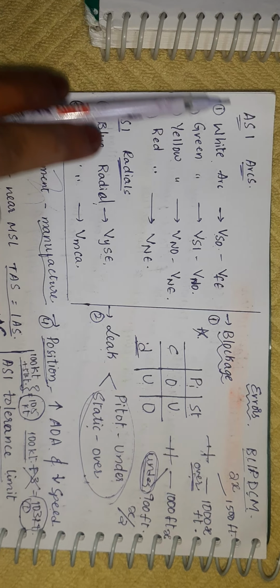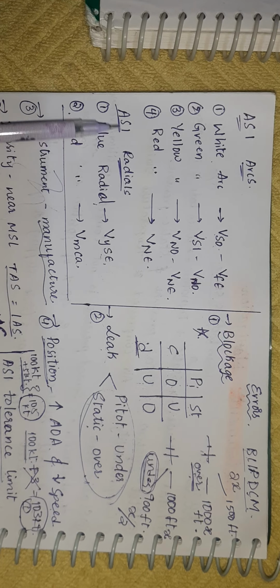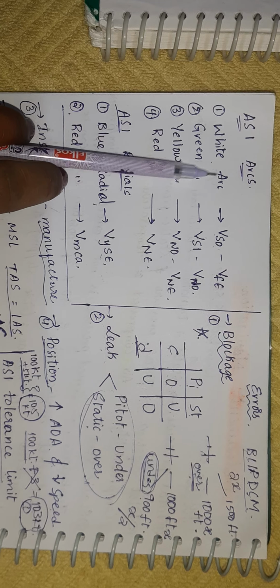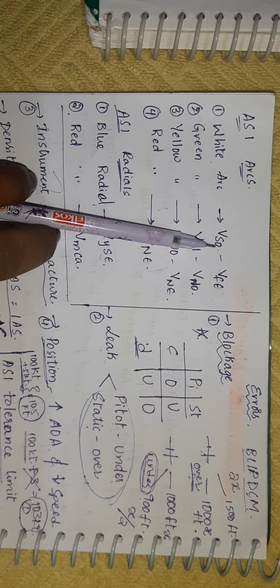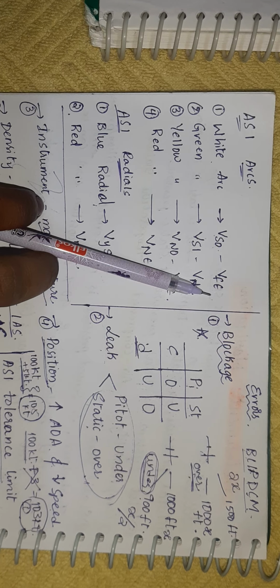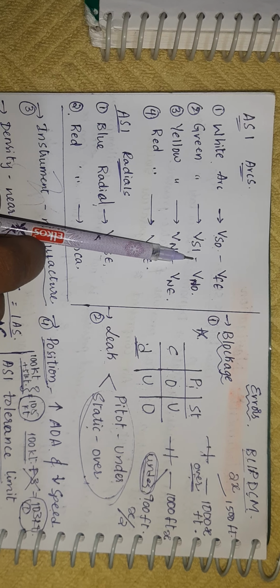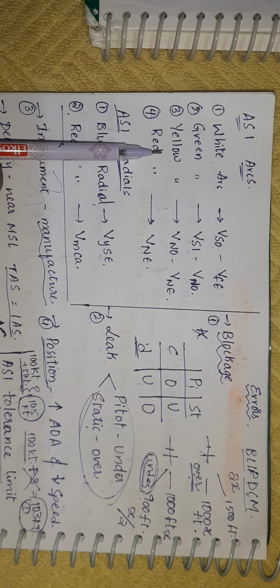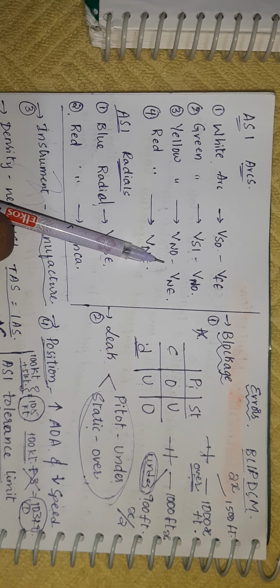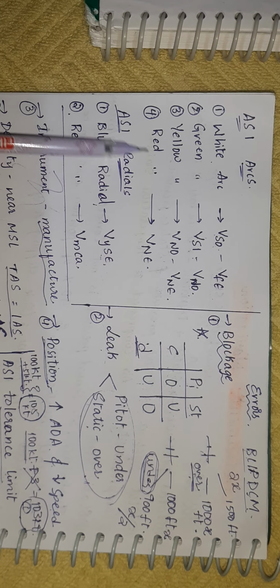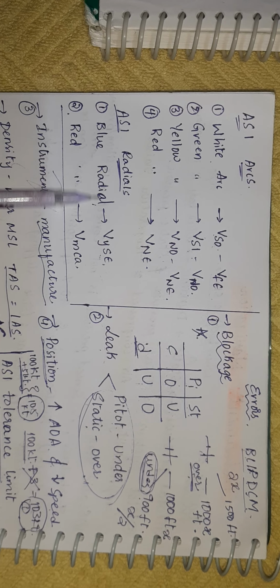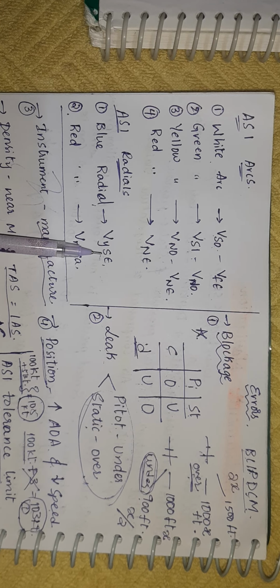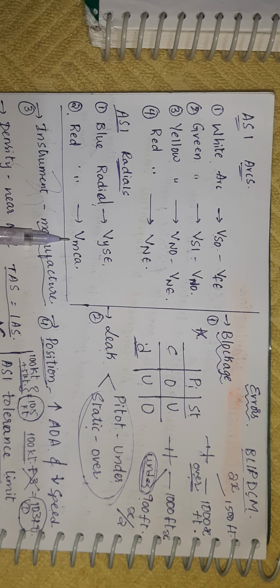So as the dial was shown, here we have ASI arcs and ASI radials as well. The white arc indicates from VSO, stalling speed at landing configuration, to flap extension speed, and the green arc, from stalling speed at clean configuration to normal operating speed. The yellow arc is from normal operating speed to never exceed speed. The red arc is never exceed speed. And the radials: blue radial VYSE, rate of climb for single engine, and red radial VMCA.